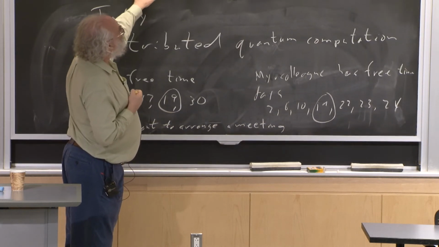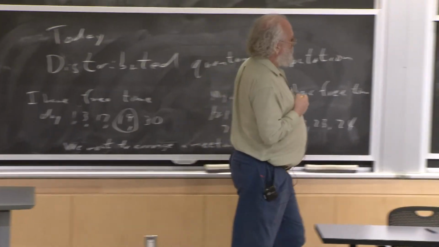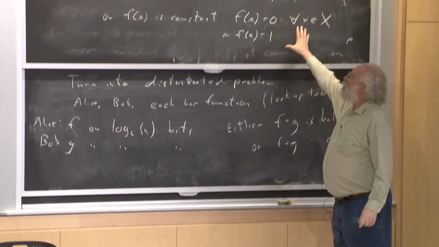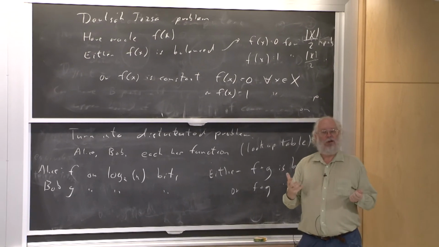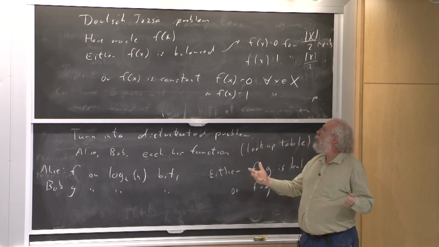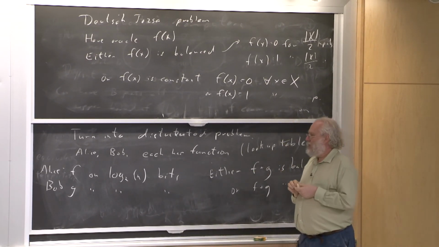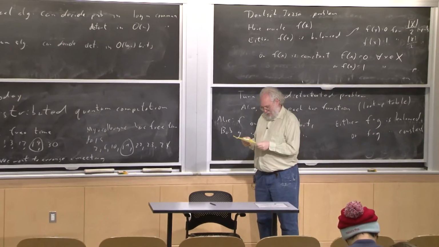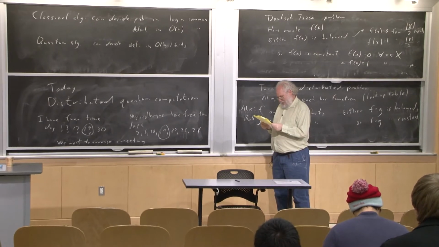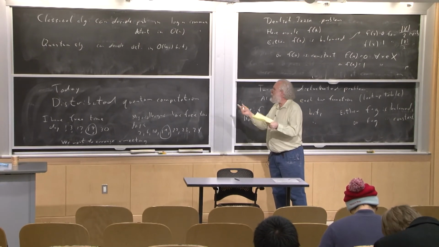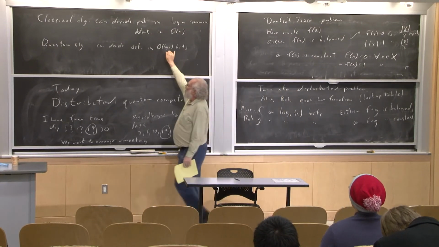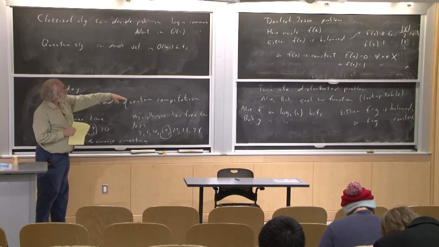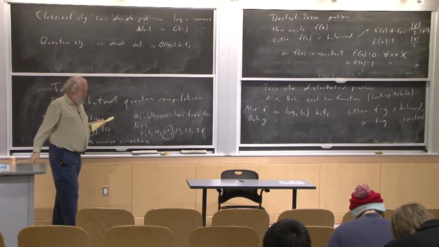So actually, you remember that the regular Deutsch-Jozsa algorithm just took one bit of lookup. And the quantum Deutsch-Jozsa algorithm is going to take log n bits. So there's a difference between one call to the oracle and log n calls.